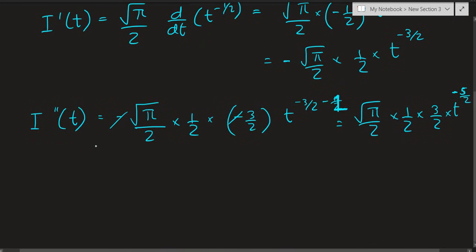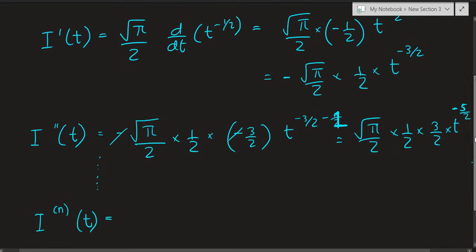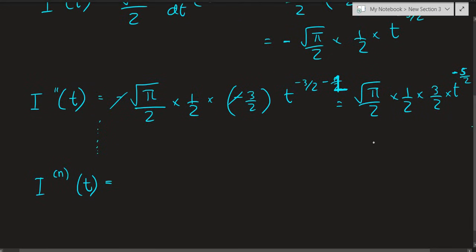So now if we want to generalize for an nth derivative of I of t, well, we again have this alternating component, right? So for the first derivative we had a negative, for the second derivative we had a positive. So for even derivatives there is a positive, for odd derivatives there is a negative. So we can write negative 1 to the n, just like our previous perspective, times the square root of pi by 2 is remaining a constant.